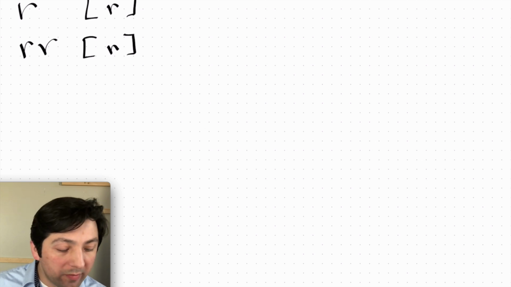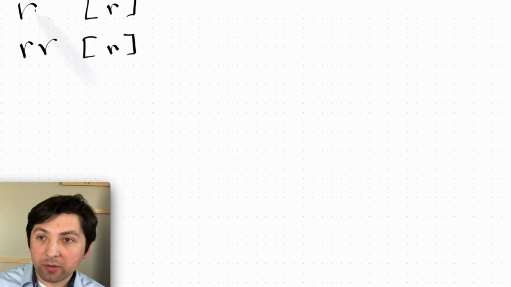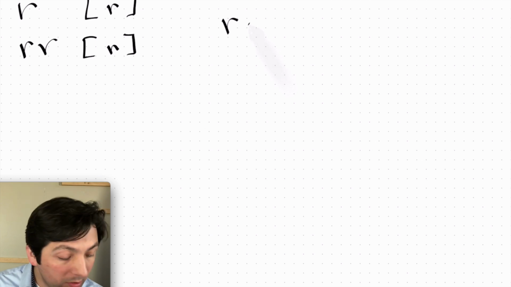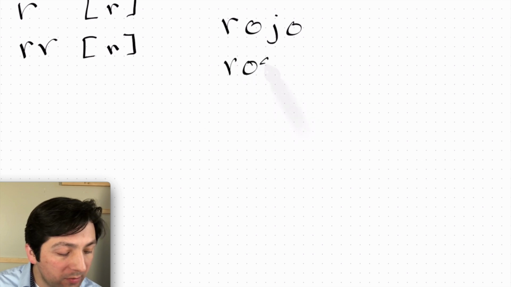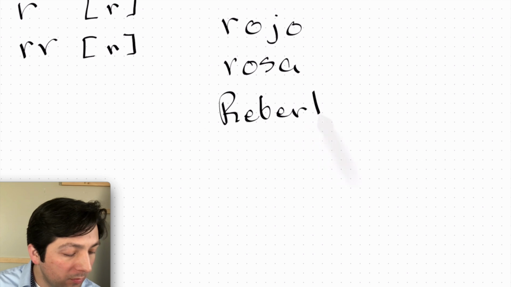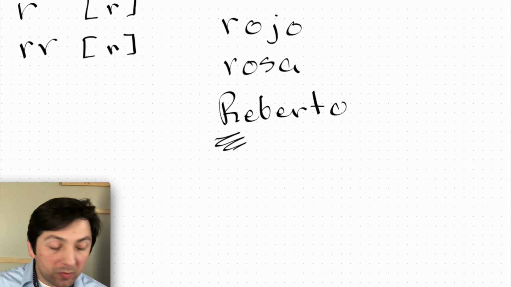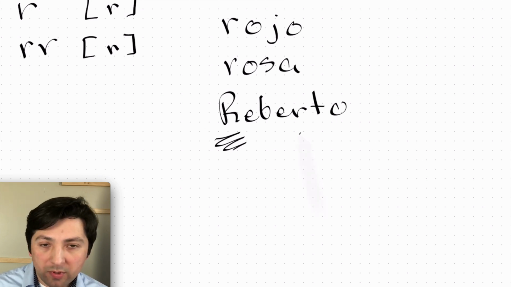Now, where do we find the trill with this letter? Whenever it's a single, the trill will be in initial position. So if this happens to be the first letter of the word, right? For example, rojo, rosa, Roberto. So it's this one. That's going to be the trill. Notice this is not a trill, so don't do a trill here.